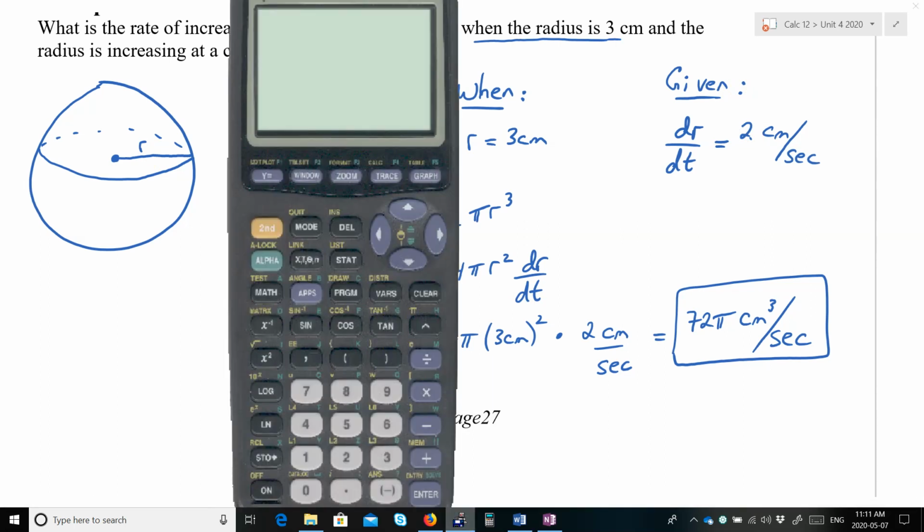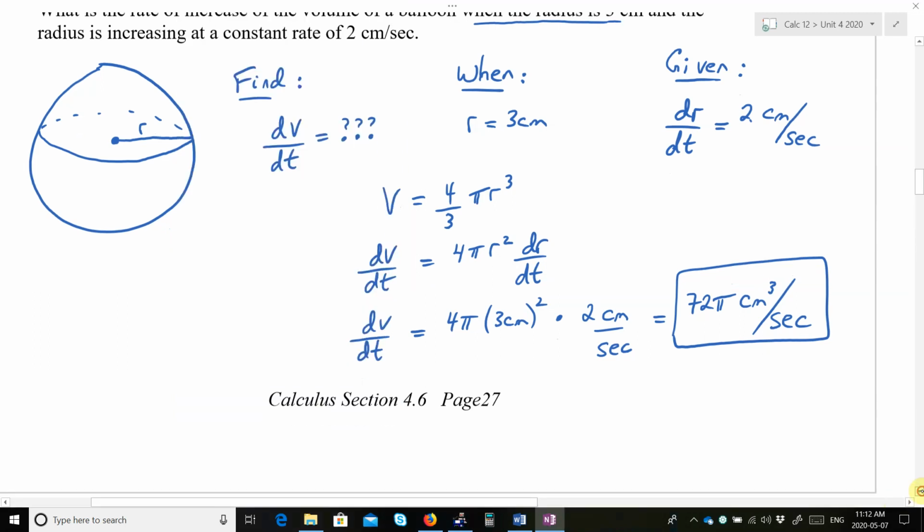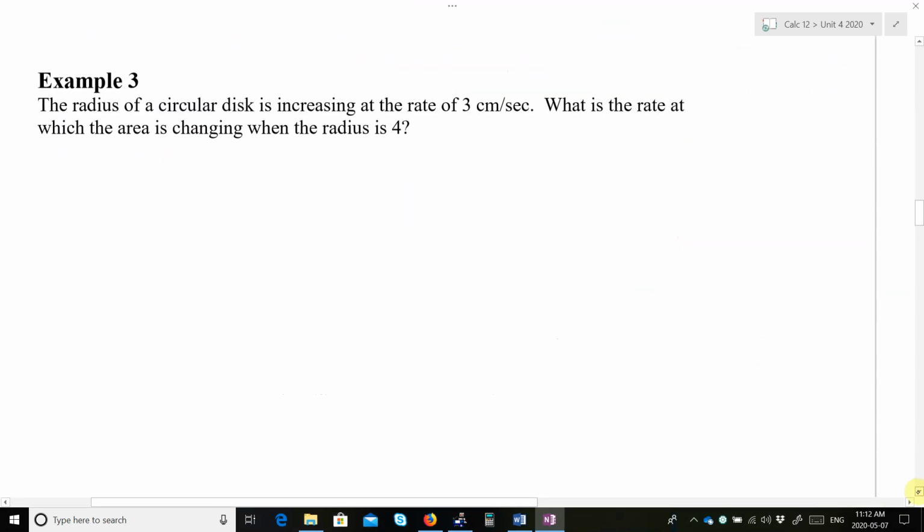Okay, and what is 72 pi? Just to give you some perspective. 72 pi, okay, 226.2 roughly cubic centimeters per second is how quickly the volume is changing at that instant. All right, let's try another one here. Example 3.